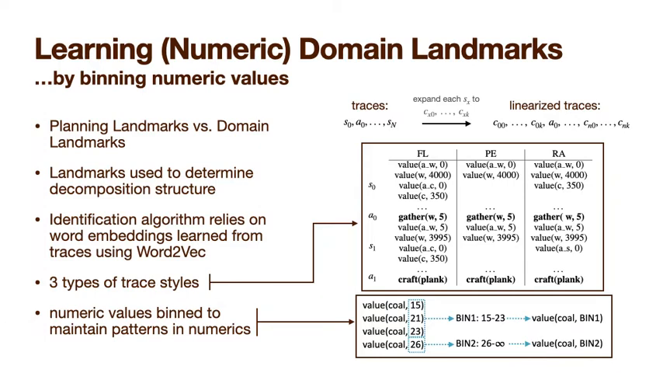Additionally, we further preprocess the traces by binning the values of all numeric variables, allowing values which are similar to each other to be identified as essentially the same while maintaining any significant differences between values.